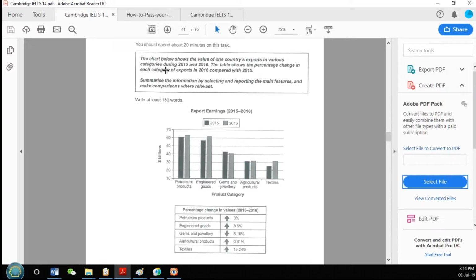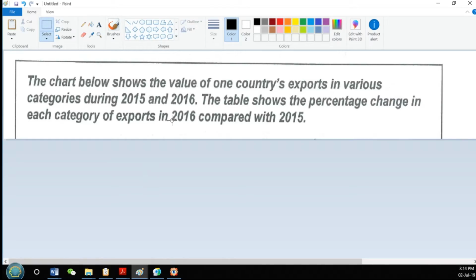And then we can have a look at the detailed introduction, which we're going to have to paraphrase when we write our task. So let's have a look at the task introduction. Let's just underline some of the key words so that we can start to think about how we might paraphrase them. Okay, so let's just put the task back on as well.